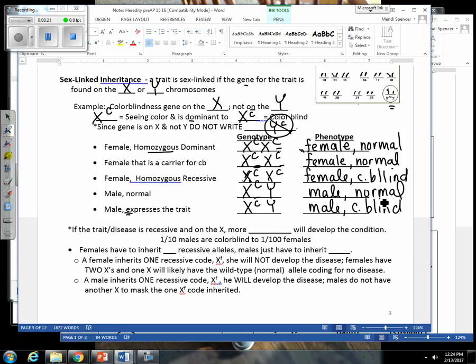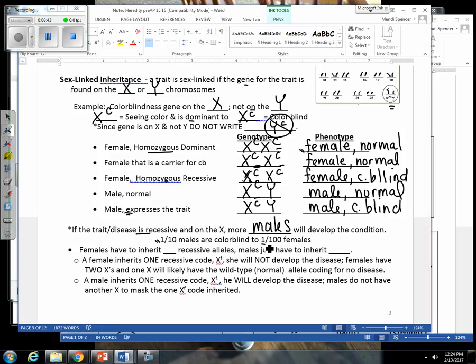So for any trait or disease that is recessive and on the X chromosome, you need to know that more males will develop this condition than females. With color blindness, which is on the X chromosome, about 1 in 10 males are colorblind compared to about 1 in 100 females. So let's talk about why.